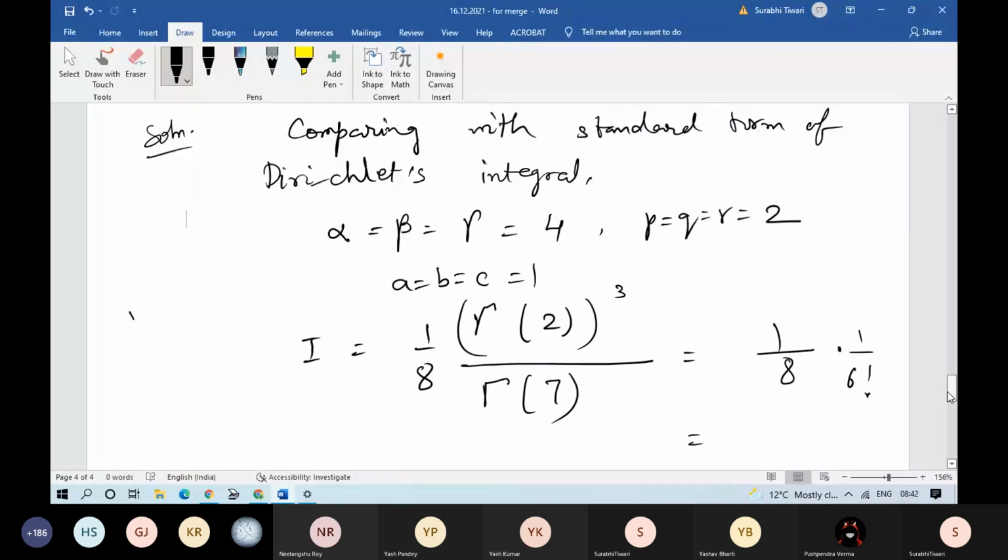We are using this formula. This is 1/5760. So what is gamma? How can I use the gamma function?